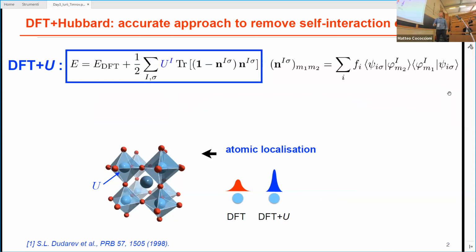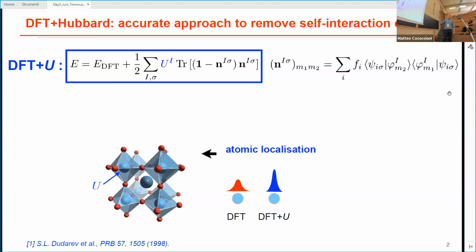So in DFT+U, the total energy is the sum of the DFT energy, computed, let's say, with LDA or GGA, plus the Hubbard term. This is the on-site correction, where U is the Hubbard parameter. It's a constant. Then we have a trace because we're working with matrices, and N is the atomic occupation matrix. It depends on atomic index I, spin sigma, and magnetic quantum numbers N1 and N2.